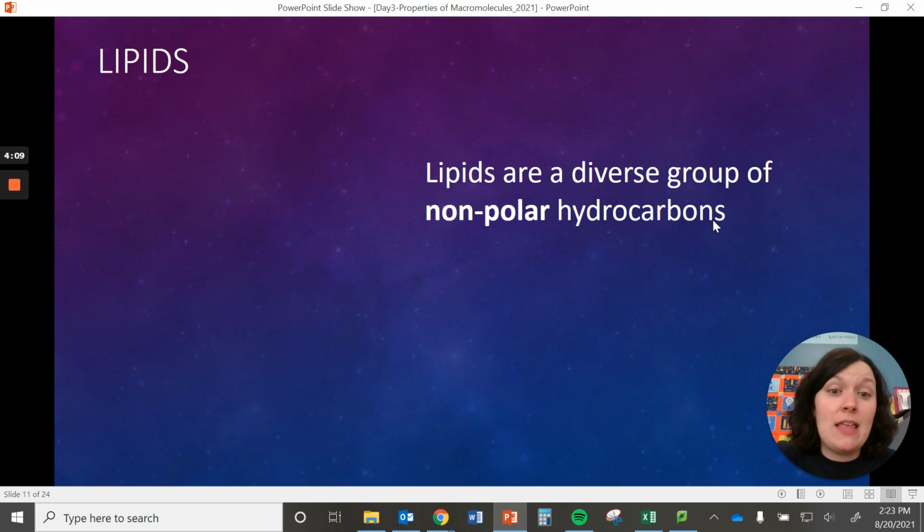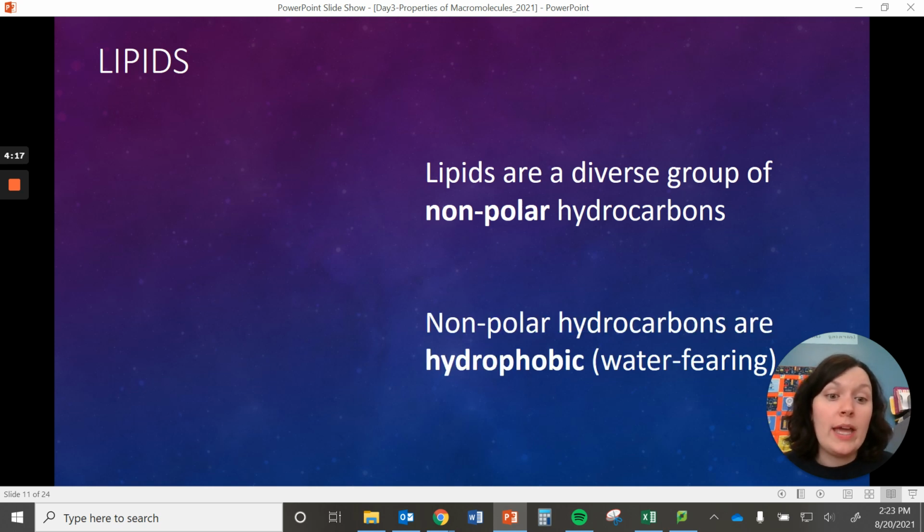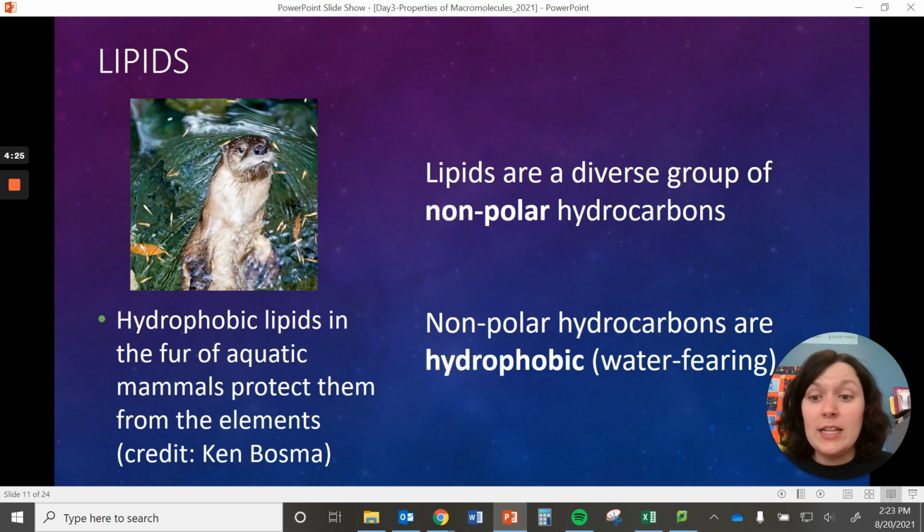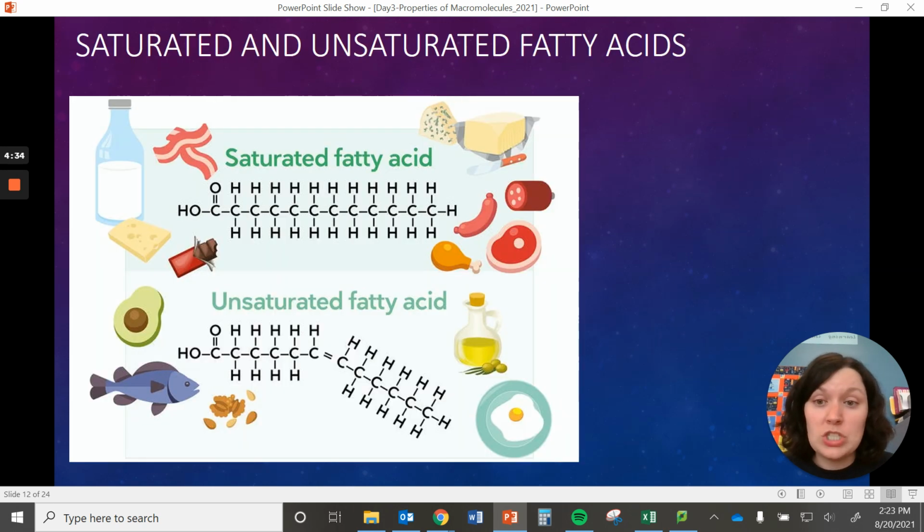Okay, the big thing about our lipids is that they are non-polar, which means they don't have different poles, unlike our water molecule, which has poles. So they are opposite, and they will be water-fearing, they will be hydrophobic. An example in real life is that there are hydrophobic lipids on the fur of aquatic mammals to protect them, which is kind of cool.